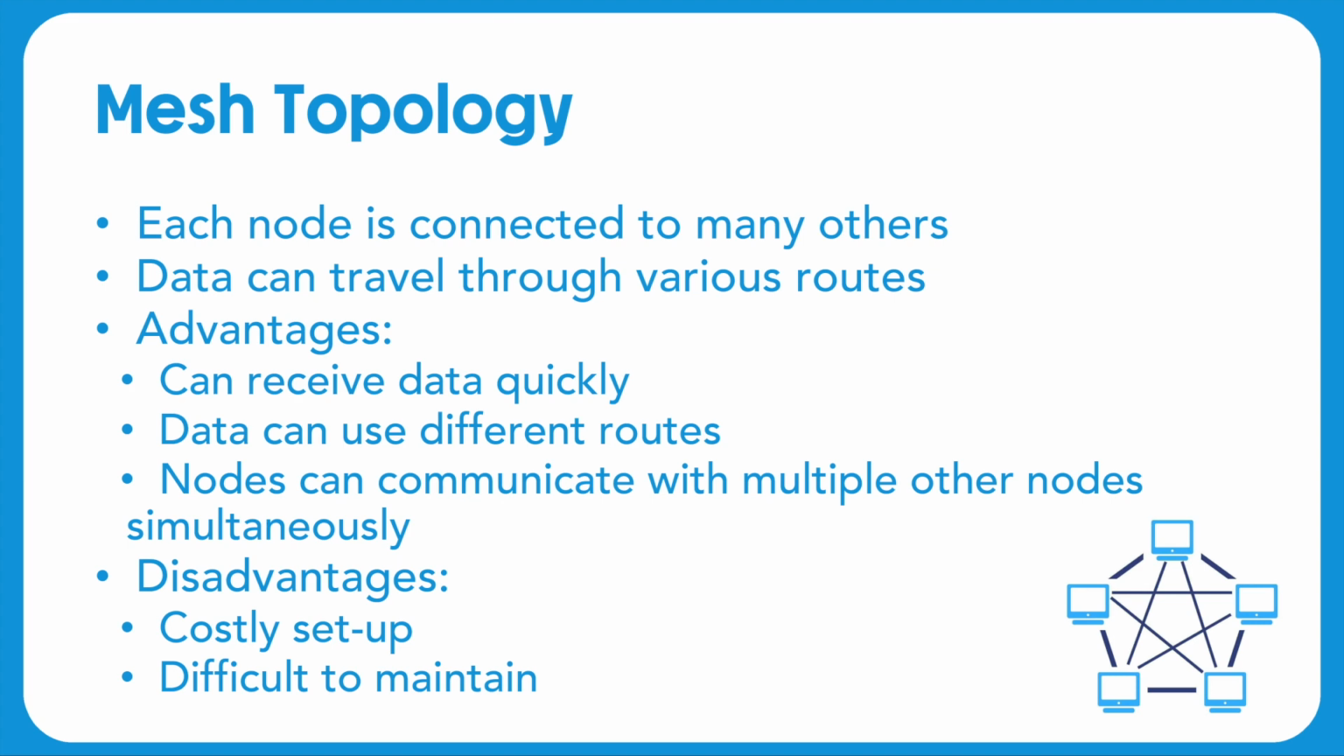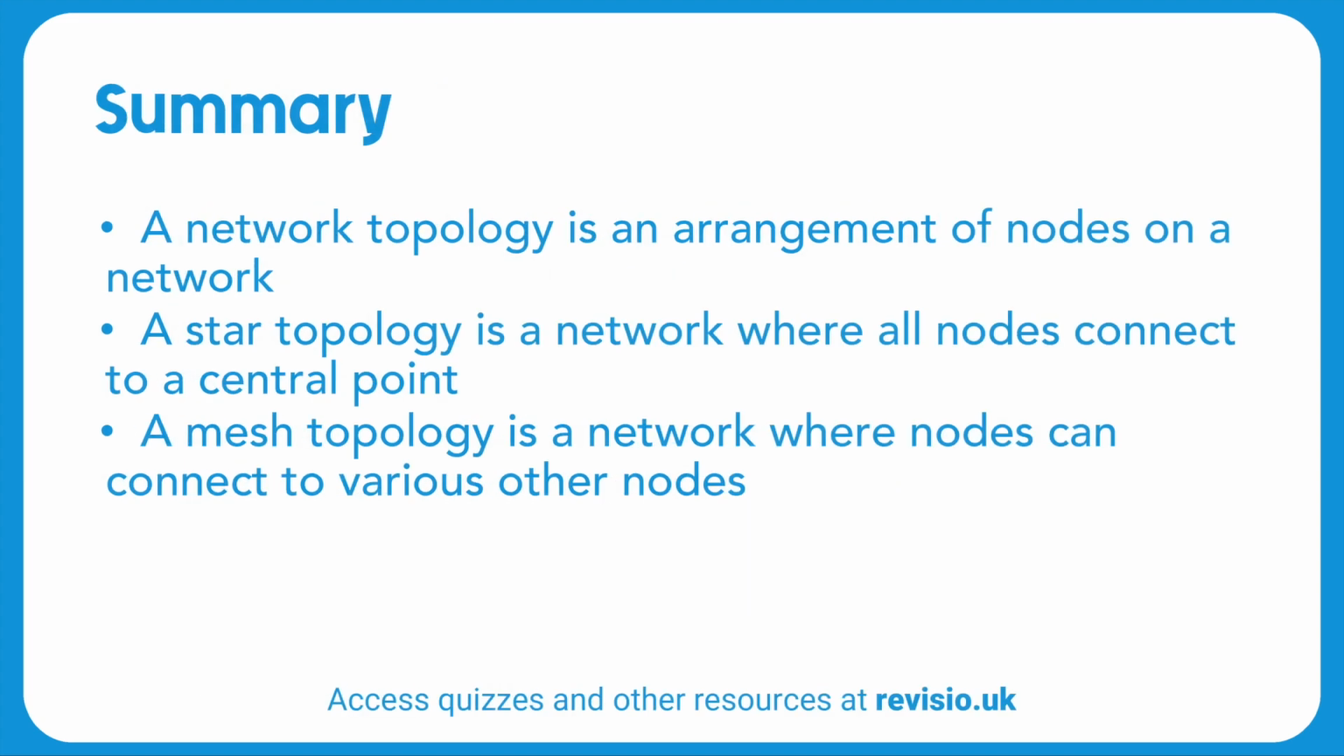So, in summary then, in this video we've learned that a network topology is an arrangement of nodes on a network. There are two key types of network that you'll need to know for your exam: the star and mesh topology. A star topology is a network where all of the nodes are connected to a central point, whereas a mesh topology is a network where nodes can connect to various other nodes at the same time.